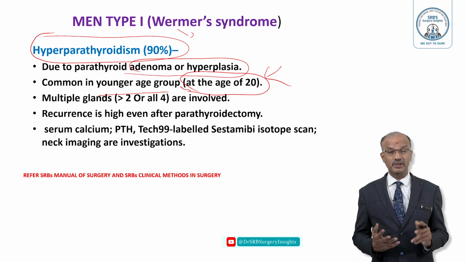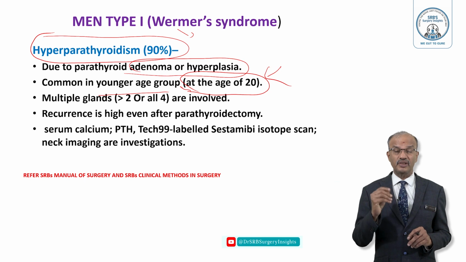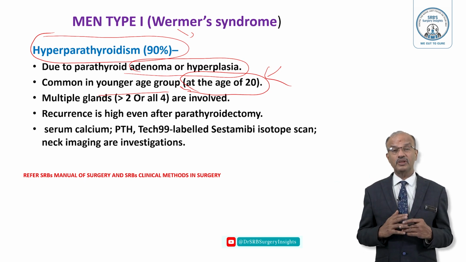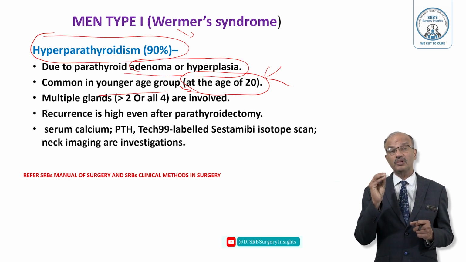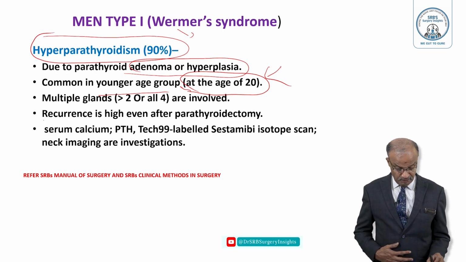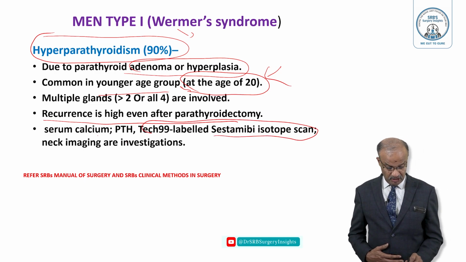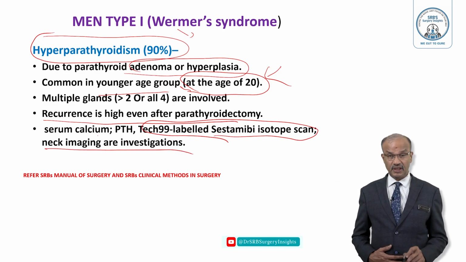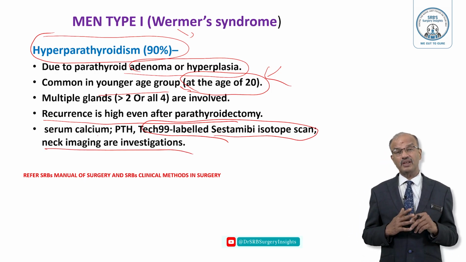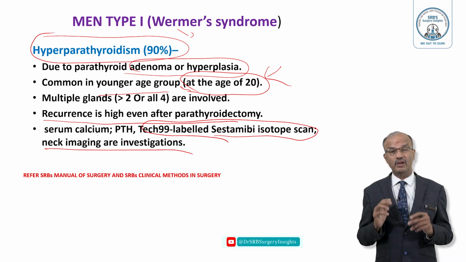Then you have to remove all 4 glands, or 3.5 glands, and reimplant less than 1/3 of a gland somewhere in the sternocleidomastoid muscle or brachioradialis muscle. But you have to be constantly vigilant about this. It may go for hyperplasia further and may cause recurrence, so recurrence is high for the same reason I have told. Serum calcium, parathormone, and technetium-99 labeled sestamibi isotope scan are very, very diagnostic. Neck imaging or investigations: often it's very difficult to identify the parathyroid. You know that the parathyroids, upper and lower, are very close to the thyroid and very close to the recurrent nerve.